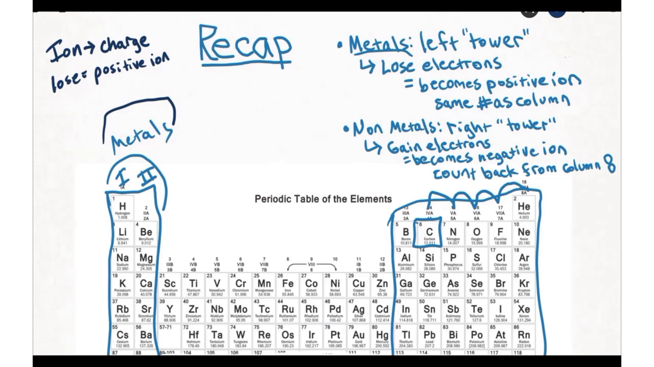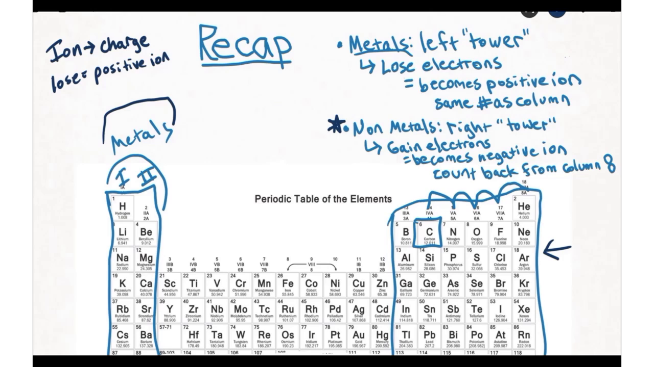Over here in the right tower, this big square over here, these are nonmetals, and nonmetals tend to gain electrons, which makes them negative, because if you have an imbalance of electrons and too many electrons, since electrons are negative, that's going to make the ion negative. So they're going to turn into a negative ion.